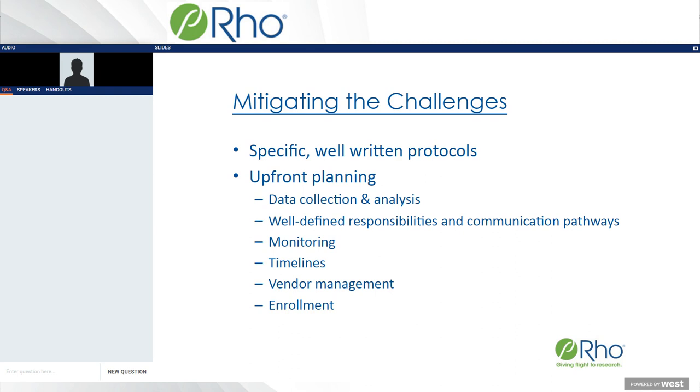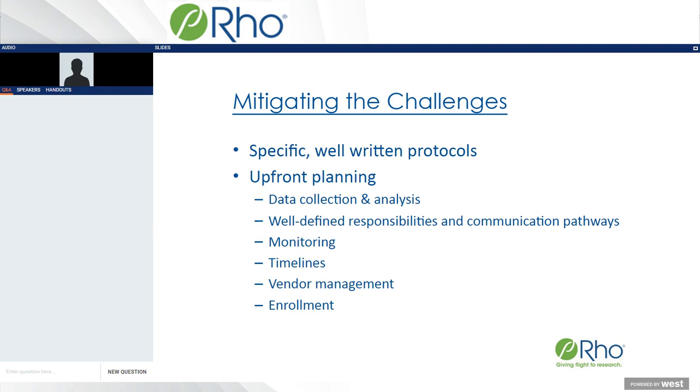So how do we mitigate these challenges? There are a few things that we will touch on in the subsequent slides, starting with a very specific and well-written protocol. It is really beneficial to make sure you're taking your time and getting a lot of buy-in from key opinion leaders, from the folks that we've already discussed, your surgeons, your anesthesiologists, your sites, to make sure that operationally your protocol is easy to follow. We want to make sure that there's nothing overcomplicated, everything is very clear, so that the sites know exactly what they're doing at all times.